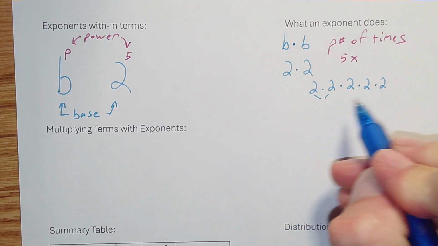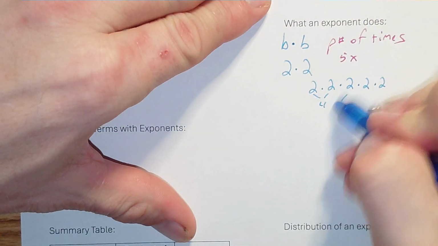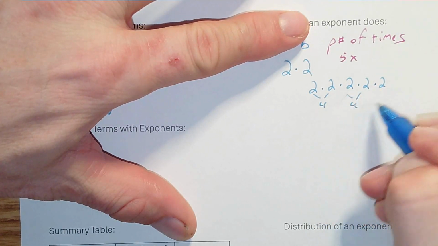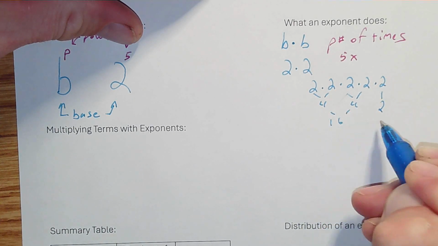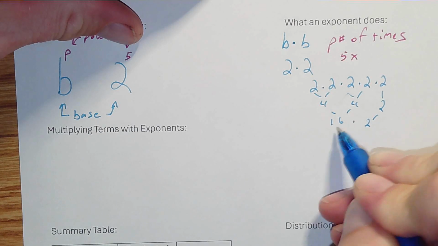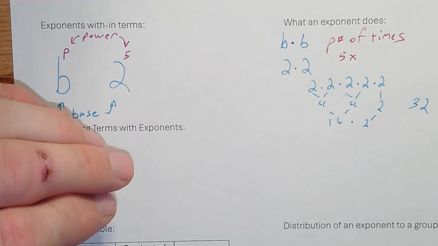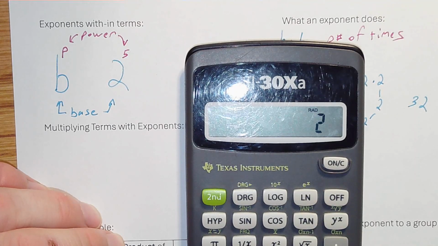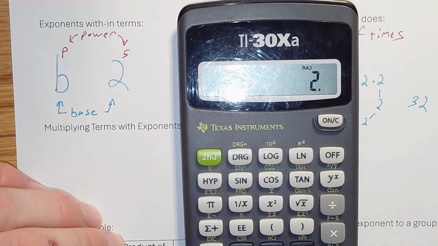So 2 times 2 is 4, times 2 is 8. I multiply all this stuff together. This is 4, 2 comes down here some more. This is 16 times 2. And 16 times 2 is 32. So you can even do this with a calculator here. If I go 2, let me get off of radians here. It doesn't matter. 2 raised to the 5th power is 32.